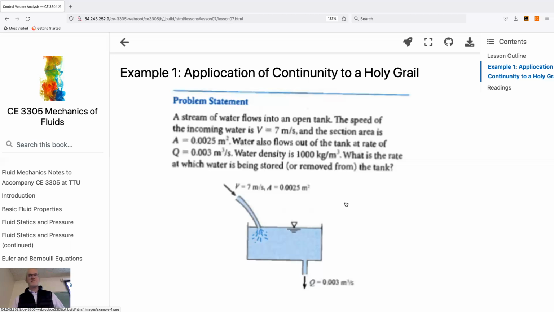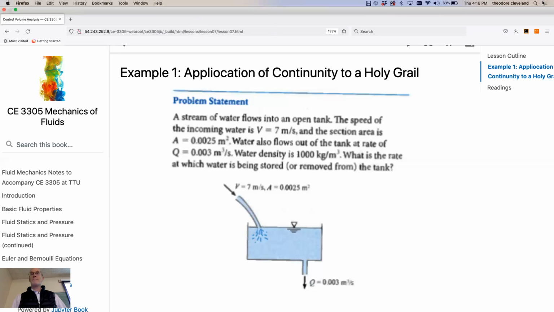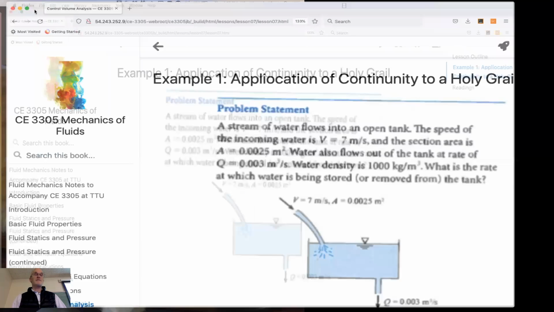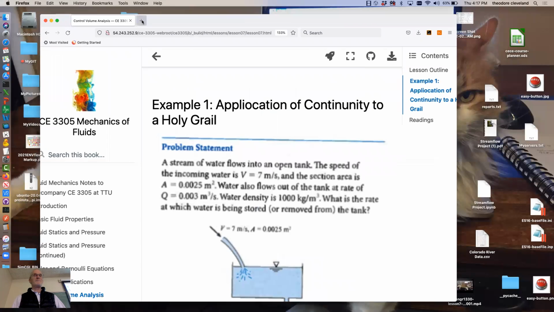Okay, so this is in the continuity equation write-up. It seems like maybe that's the tool to use. But let's go ahead and apply our problem-solving technique. Do we have time? Oh yeah, we got plenty of time.